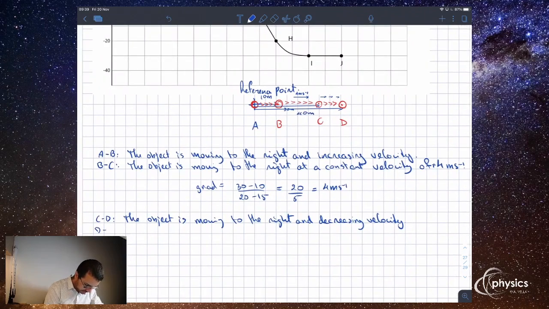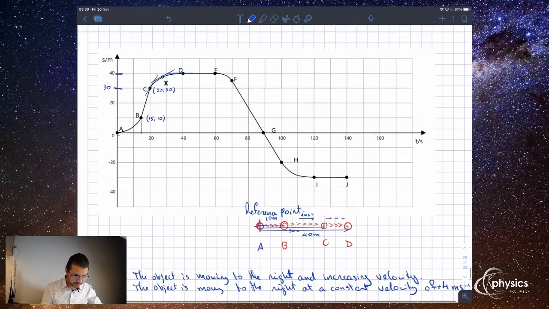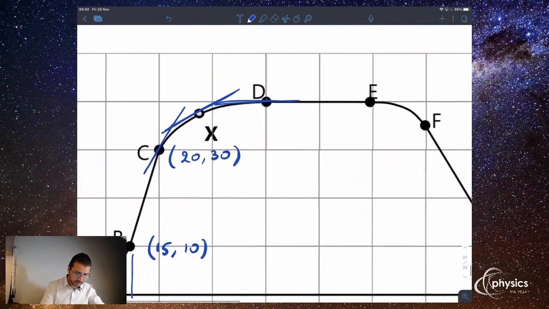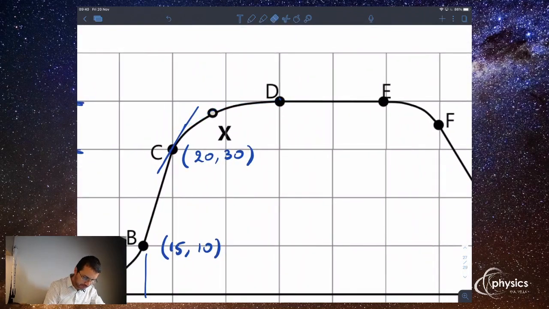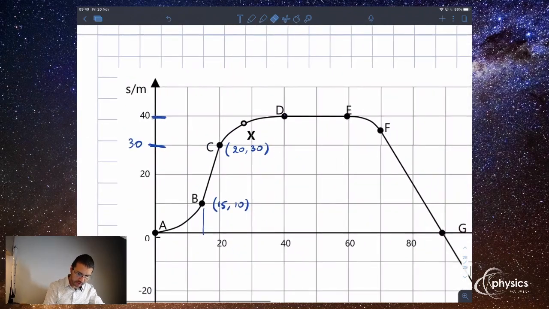Okay, DE. DE now, which is this part. Now, from D to E, at D we are at 40 meters away from the reference point. At E we are at 40 meters from the reference point. So what happened between D and E?